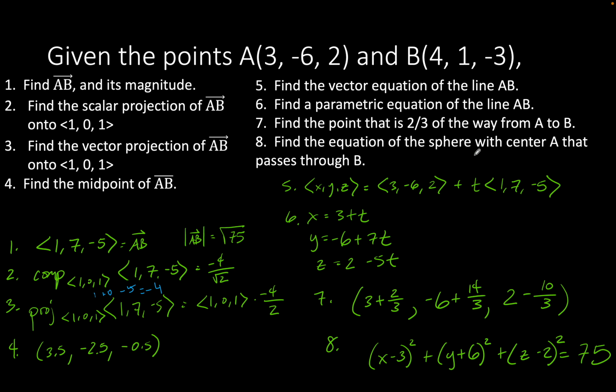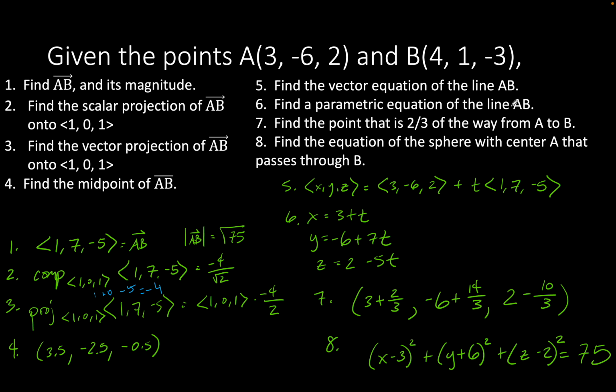And now since the way this is set up is that if I plug in t is 0, I get 3, negative 6, 2. And if I plug in t is 1, I get 4, 1, negative 3. Halfway through is the midpoint. So plugging in 1/2 for t should give me the midpoint again. So I will test that out, for example, on the y component or y coordinate. Minus 6 plus half times 7 is minus 6 plus 3.5, and that's negative 2.5.